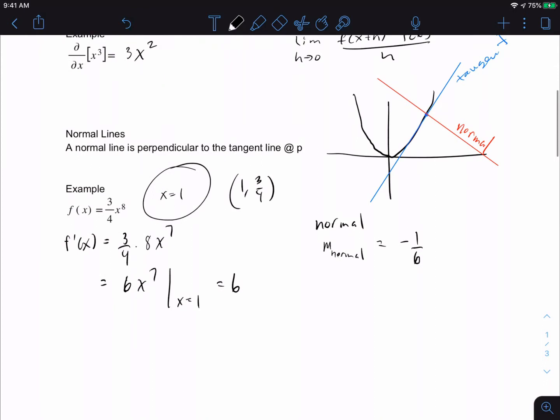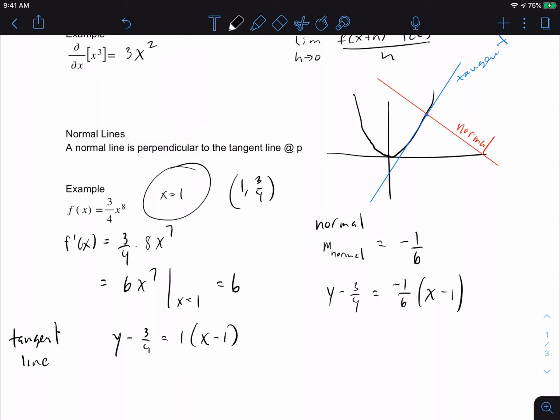So our tangent line would be y minus 3/4 is equal to 6 times x minus 1, while our normal would be y minus 3/4 is equal to negative 1/6 times x minus 1. I just put these in point-slope form, but those are the equations of the two lines. You can put them in slope-intercept form quite easily from there, right? We're good? Yeah, makes more sense. Okay, cool. So this is the tangent line, and this is the normal line.